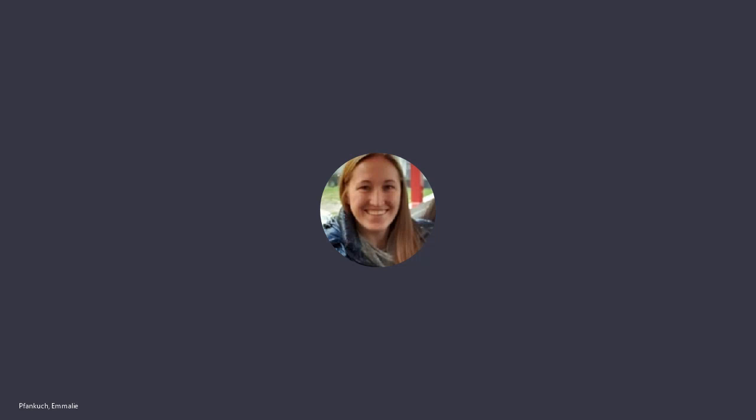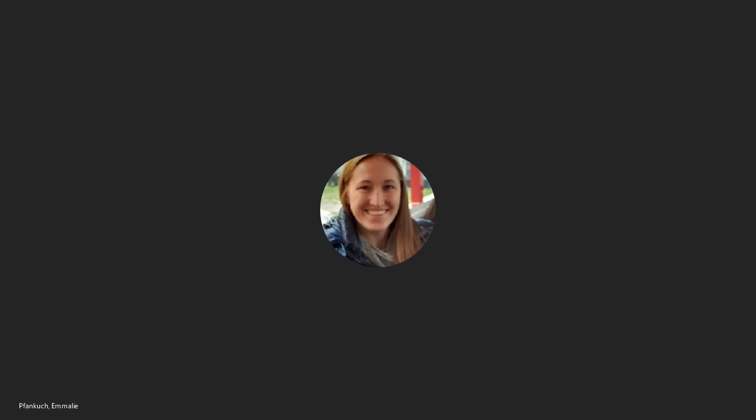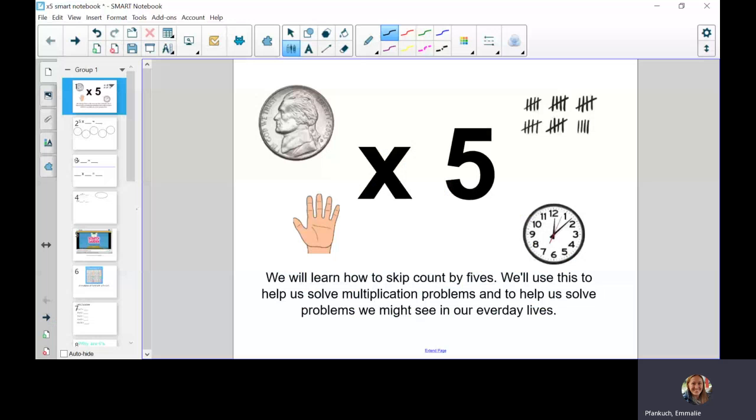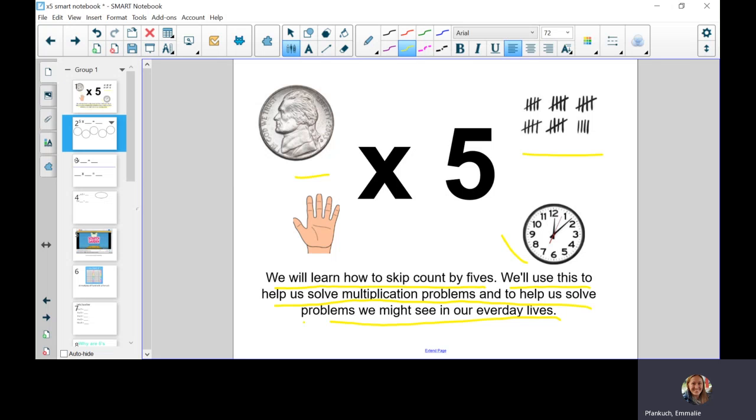We're going to talk about multiplying by 5 today. So we're going to start here, and ours says we will learn how to skip count by 5s. We'll use this to help us solve multiplication problems and to help us solve problems we might see in our everyday lives. So maybe you've seen something like this, or this, or this, or this, hopefully around, and we'll figure out how multiplying can help us answer questions about those things.